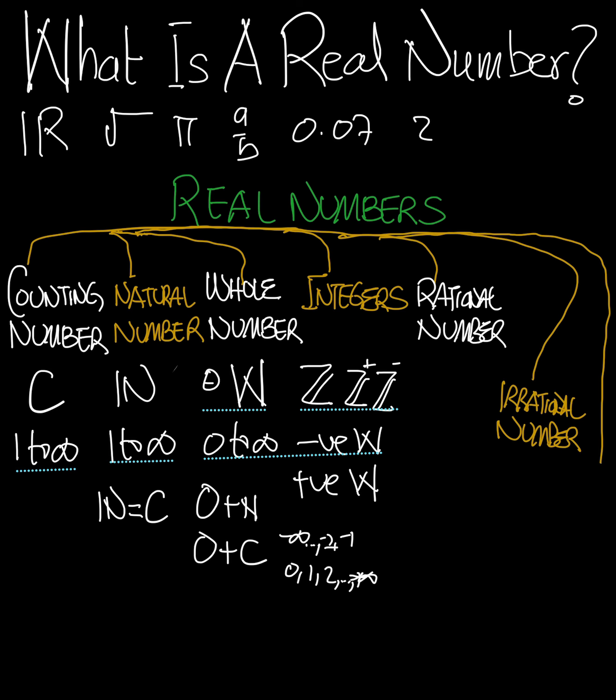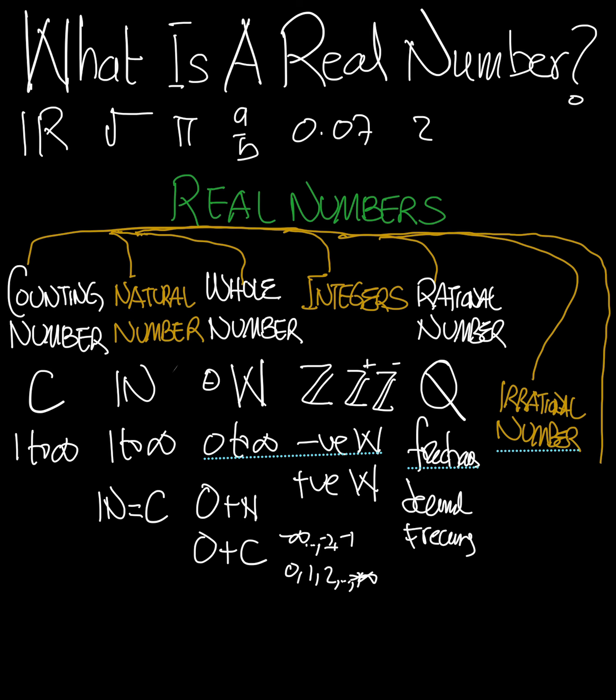For rational numbers, they are denoted with a Q, and they are fractions. They can also be decimals, like 0.354, or let's say 0.909090. That means it can be recurring, but it does not terminate.